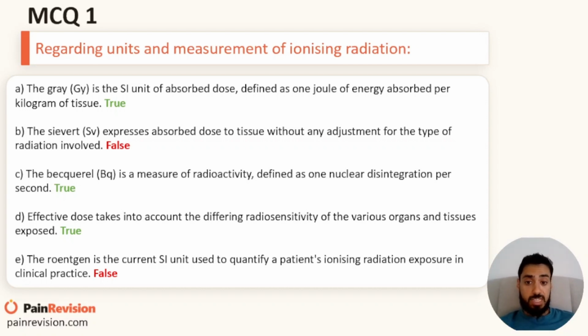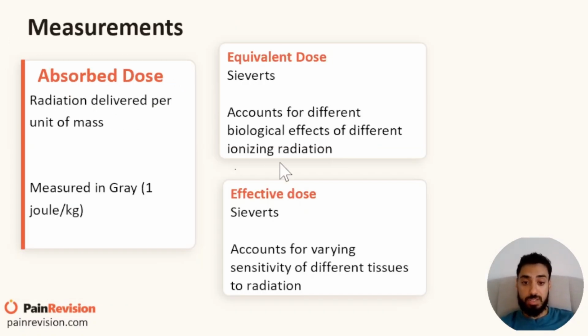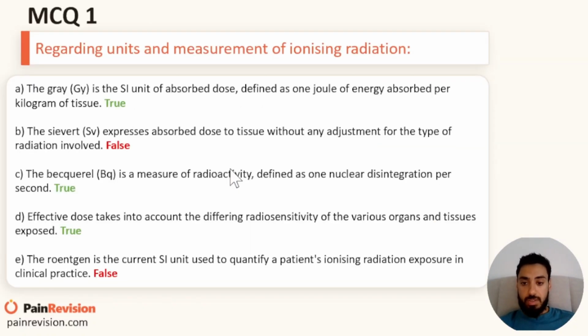B, the sievert expresses absorbed dose to tissue without any adjustment for the type of radiation involved. That is false. If you're not adjusting for the type of radiation involved, that is just the absorbed dose, which is in gray. If you're adjusting for the type of radiation involved, then that will be the equivalent dose. And if you're adjusting for the type of tissue, then that's the effective dose, and these are in sieverts.